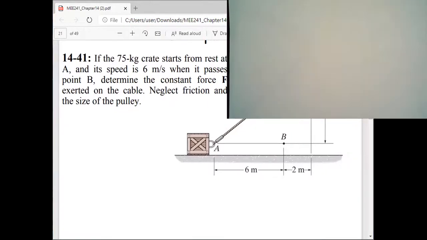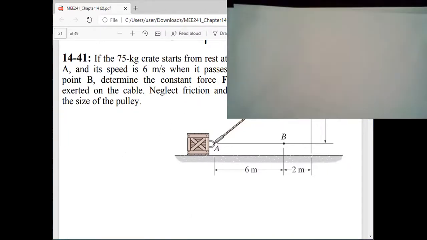Okay, problem 14.1. And what we have here is that you have a 75 kilogram crate, which starts from rest at A, and it reaches a velocity of 6 meters per second when it passes through point B. What is happening during the motion? We have a force F that is being applied on this crate, and the force is constant, and we need to find the value of that force.